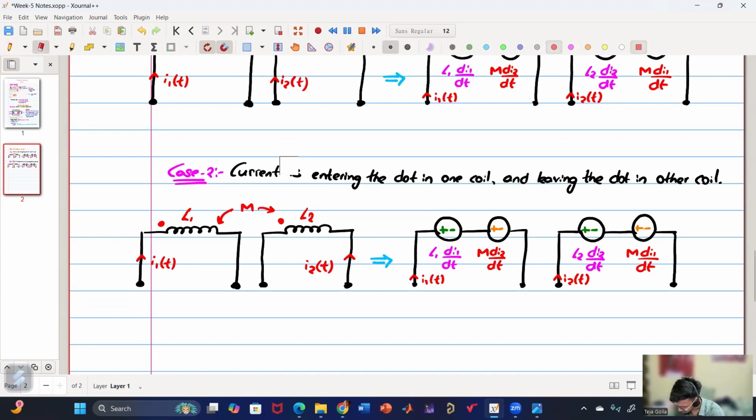So now again, what we'll be doing? We don't know the polarity, but the terms are the same, right? L1 di1 by dt. So first let us draw the... yes, what does the dot symbolize, sir?